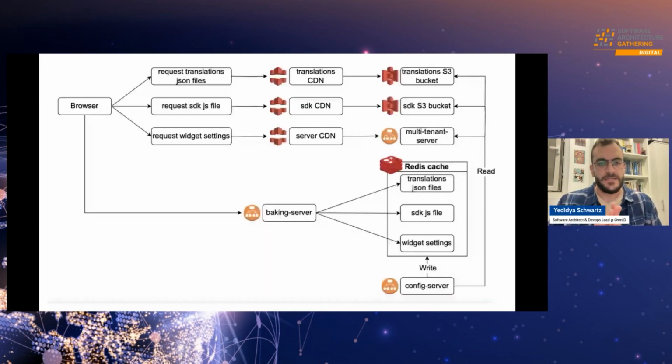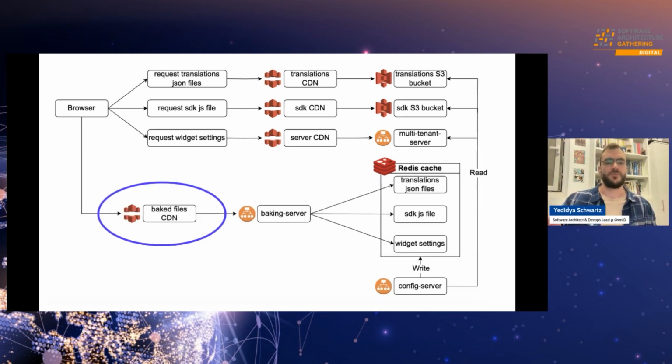Now, the baking server is becoming the new bottleneck of this architecture, if you think about it. On peak times, as I said, there may be tens of thousands of parallel requests. Our server won't handle this load. It has an auto-scaling mechanism, but it won't happen fast enough, and requests may be denied. So the solution for this is a CDN between the browser and the baking server.